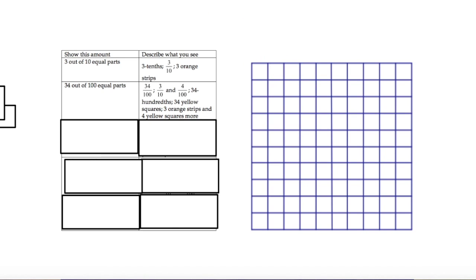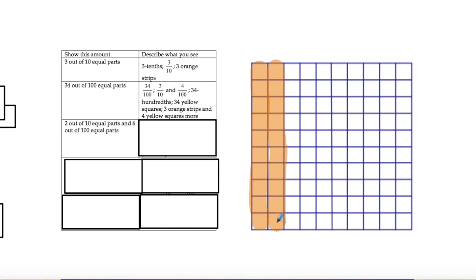Okay, let's try this next one. What if we color in 2 out of 10 equal parts and 6 out of 100 equal parts? Now think back to the square as it was before we added the horizontal lines, and we had 10 equal parts. To color in 2 of those 10 equal parts, I would color in 2 columns. So there goes my 2 out of 10 equal parts.